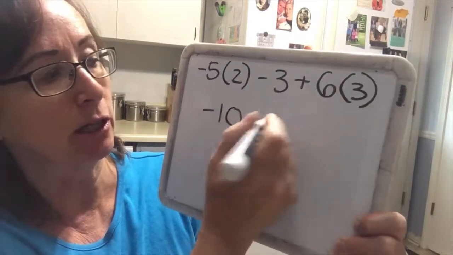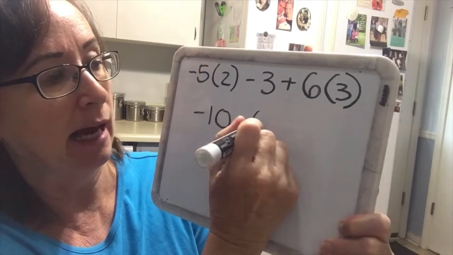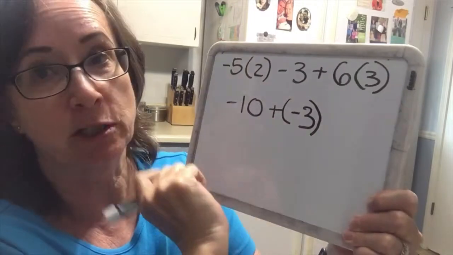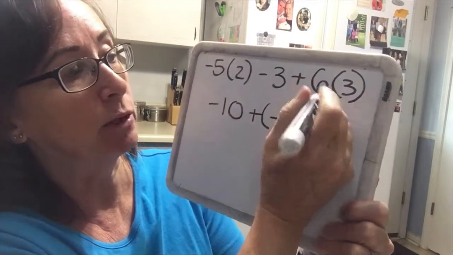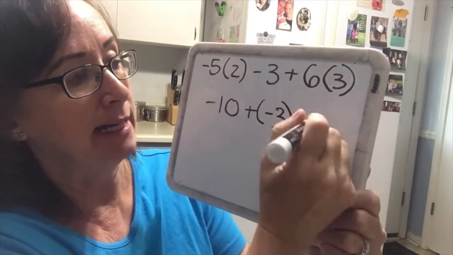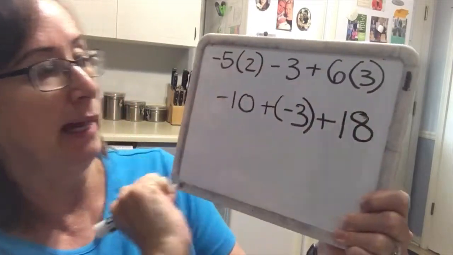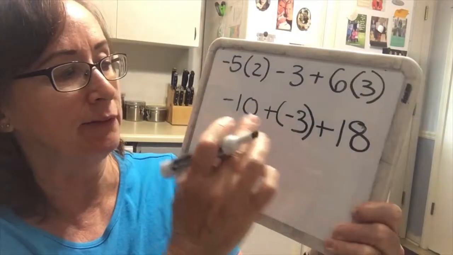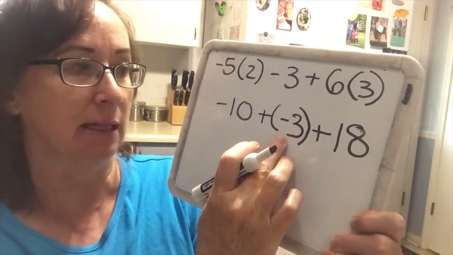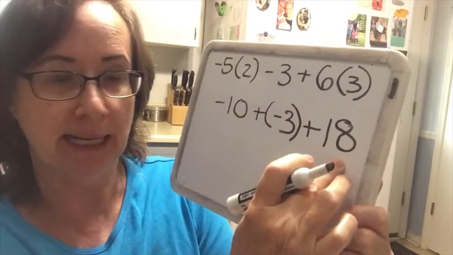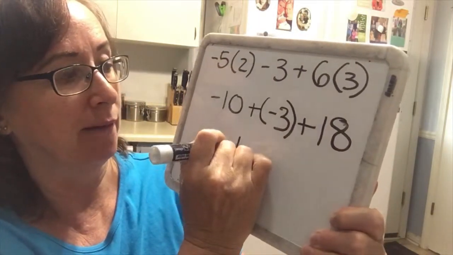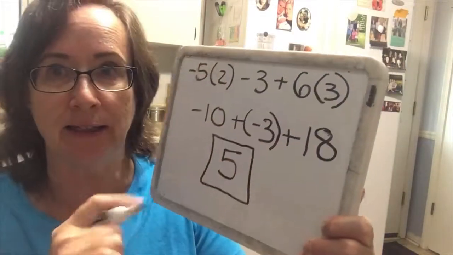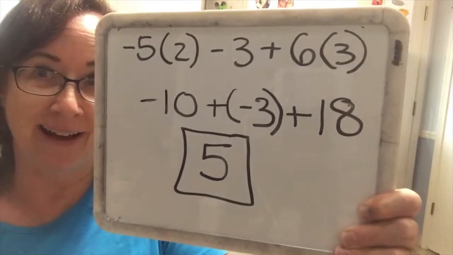And then I'm just going to go ahead and change this to an addition. I cannot remember right now whether your book does or not, but it doesn't matter really, but we're just going to go ahead and change it. And then we're going to put plus 18. Okay, when we're going left to right, negative 10 plus a negative 3 is a negative 13, plus an 18 is going to be 5. Negative 13 plus 18. So the value of this expression was 5.